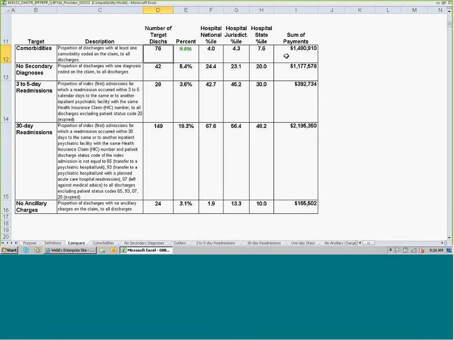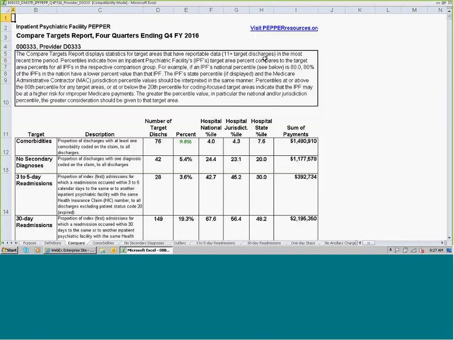A couple of other things. This report is the only location within the PEPPER where you can see your hospital's exact percentiles for nation, jurisdiction, and state. You will not see this information on any of the target area reports, only on the compare targets report and only for the most recent fiscal year.